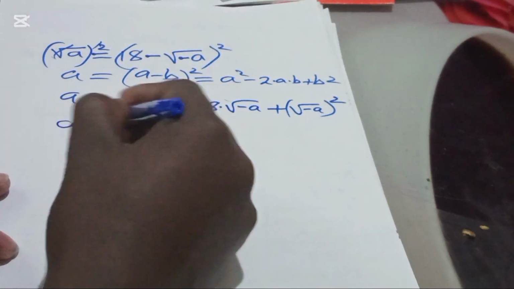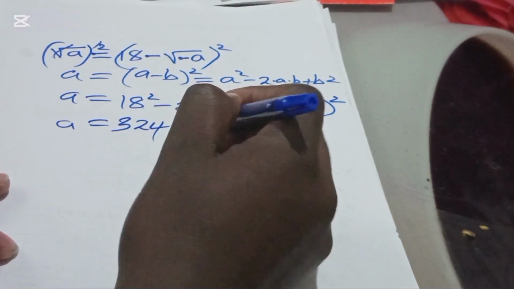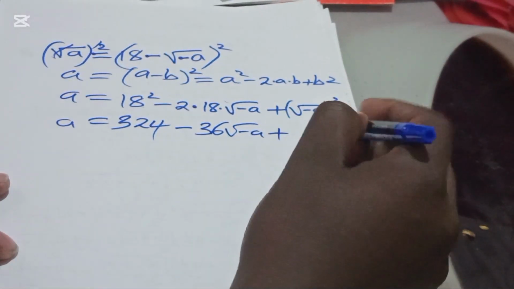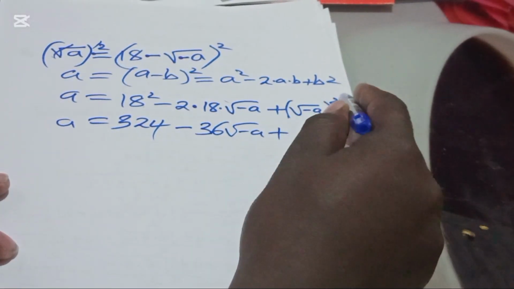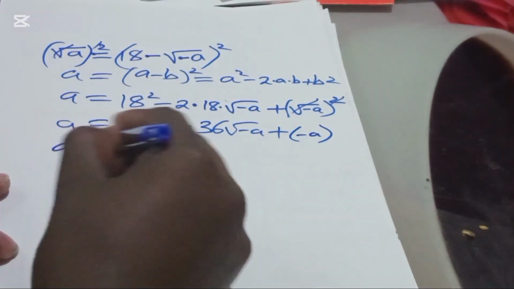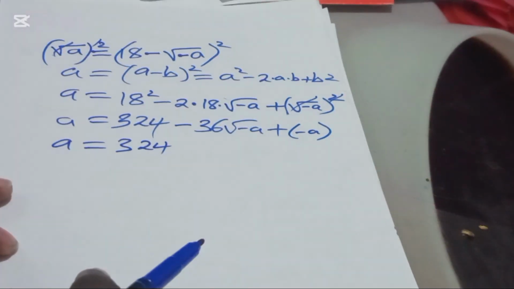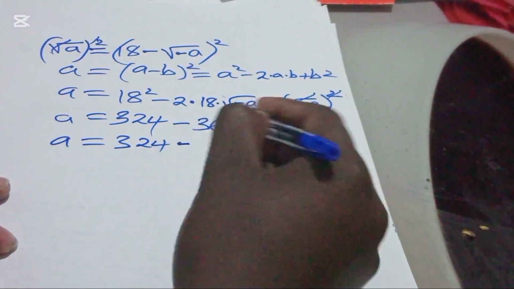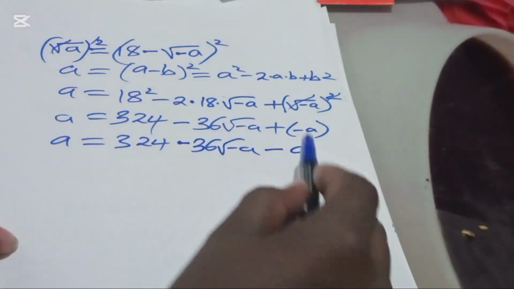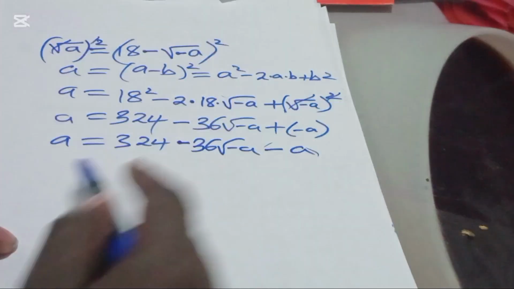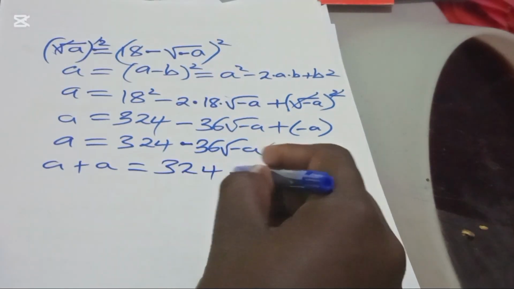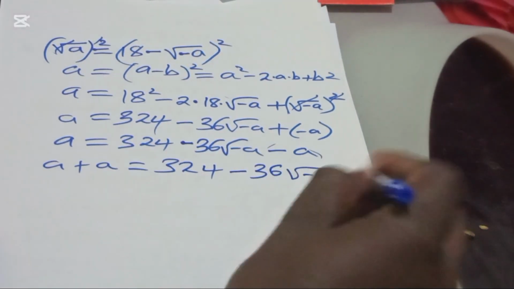Now a is equal to 18 squared, which is 324, subtract 36 square root of negative a, plus the square root of negative a squared, where we simply eliminate the square root sign to get negative a. So a is equal to 324 subtract 36 square root of negative a, subtract a. Let's collect like terms together. We take the negative a to the left hand side, so that we have a plus a equal to 324 subtract 36 square root of negative a.